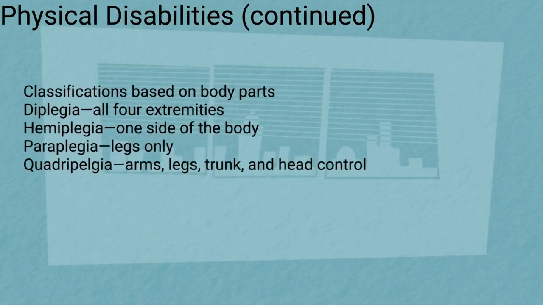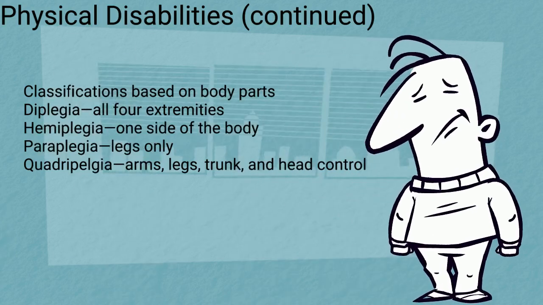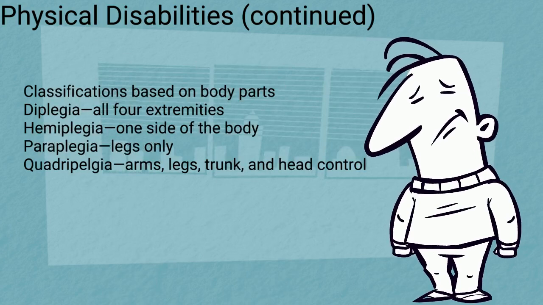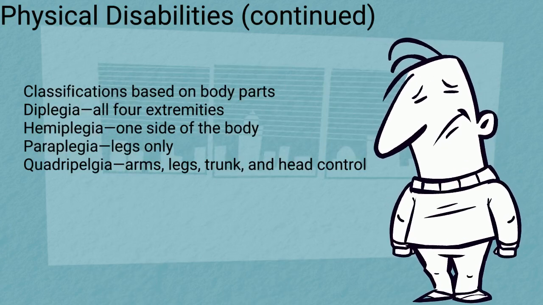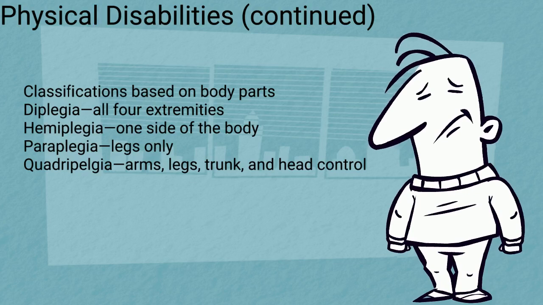Physical disabilities, classifications based on body parts: diplegia, all four extremities; hemiplegia, one side of the body; paraplegia, legs only; quadriplegia, arms, legs, trunk, and head control.